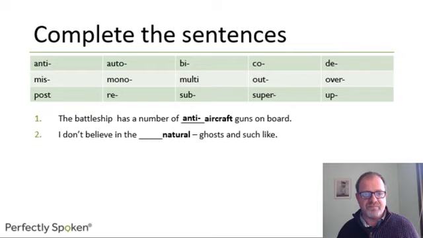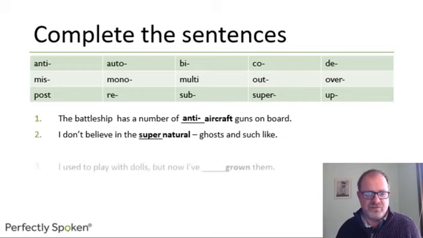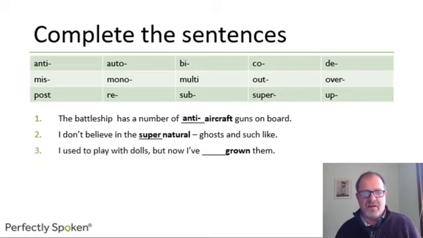Okay. Number 2. I don't believe in the something natural, ghosts and such like. So beyond nature, what prefix would we put here? About ghosts and poltergeists and all these sort of things. It is the supernatural, outside of or beyond what is considered natural, supernatural.